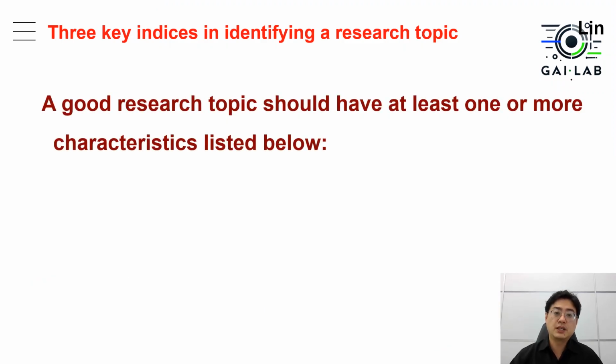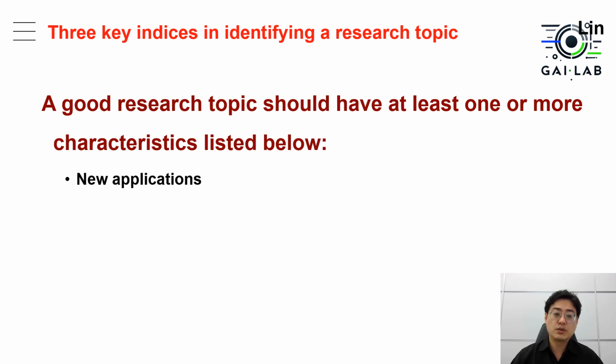So we have three key indices in identifying a research topic. The first is that a good research topic should have at least one or more of the characteristics listed below. The first is new applications, because from the previous research you have results on how to find a new way and a new methodology that is applied to solve some questions and problems.